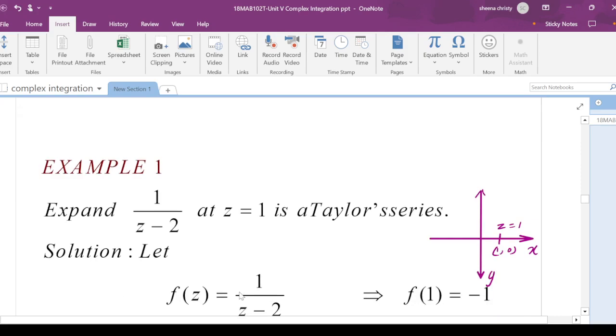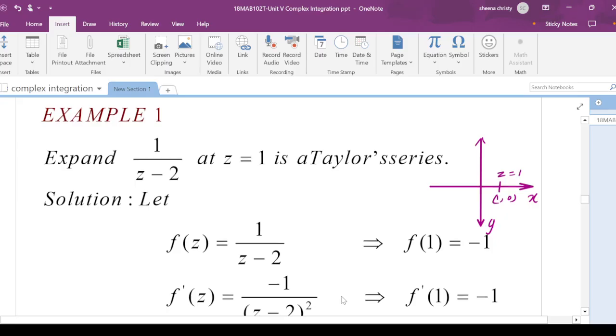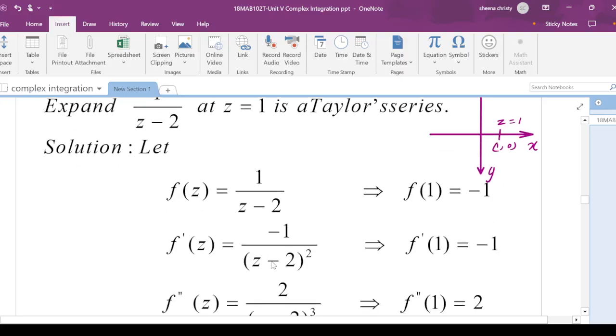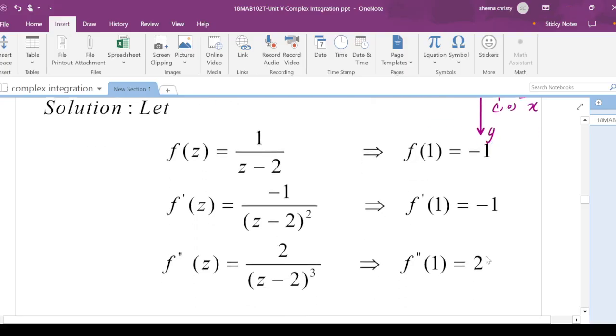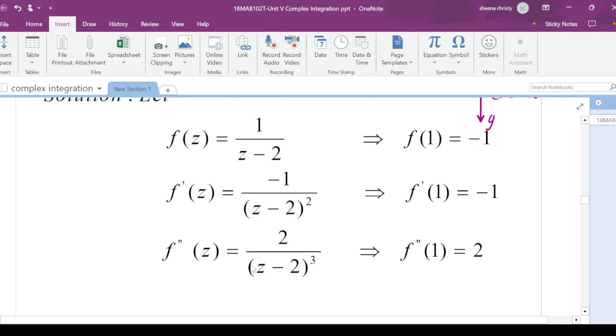Now you have to find the derivatives of f of z at the point z equal to 1. So first, f of z equals 1 by z minus 2. Find out what f of 1 is. It is minus 1. F dash of z is minus 1 by z minus 2 the whole square, which gives you, at the point z equal to 1, minus 1. F double dash of z is 2 by z minus 2 the whole cube.